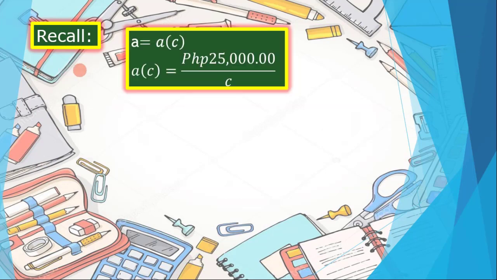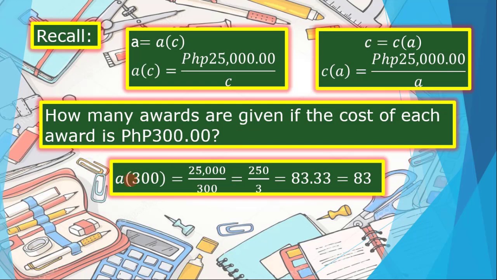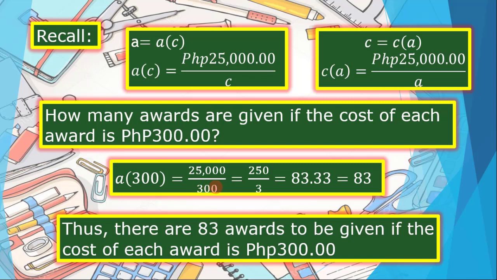We recall this one, that we have how many awards are given if the cost of each award is 300 pesos. So we are to use A of 300 because the cost is given and A is what we are going to find. So A of 300, 25,000 divided by 300. So we just have to cancel the zeros here. 2 zeros, 2 zeros, we cancel out. This gives us 250 divided by 3 or 83.3 or simply 83 awards. Thus, there are 83 awards to be given if the cost of each award is 300. And that is with a budget of 25,000 pesos.